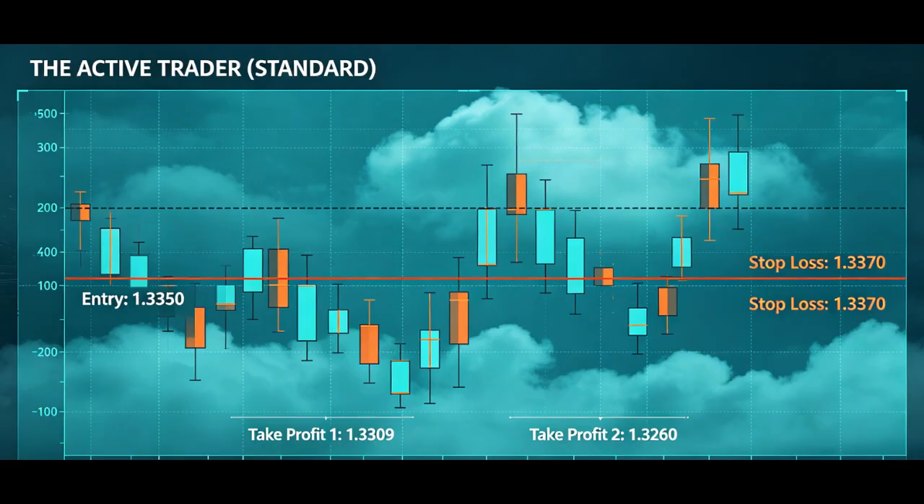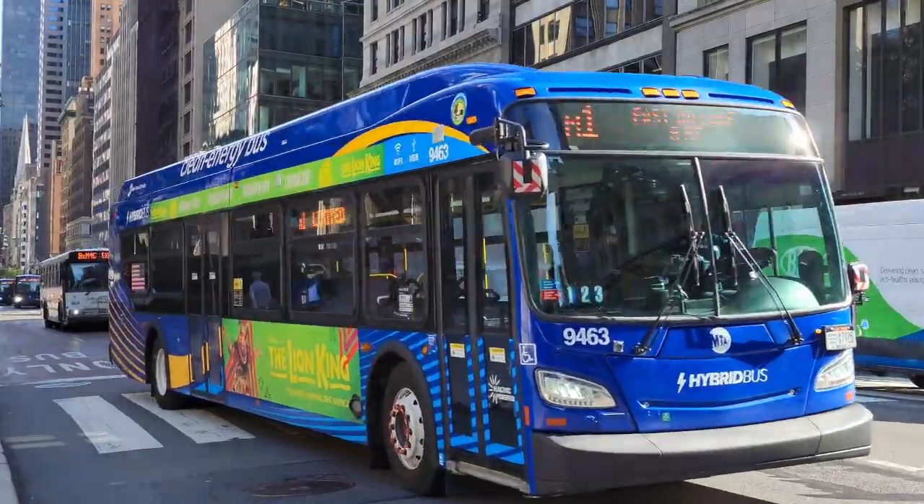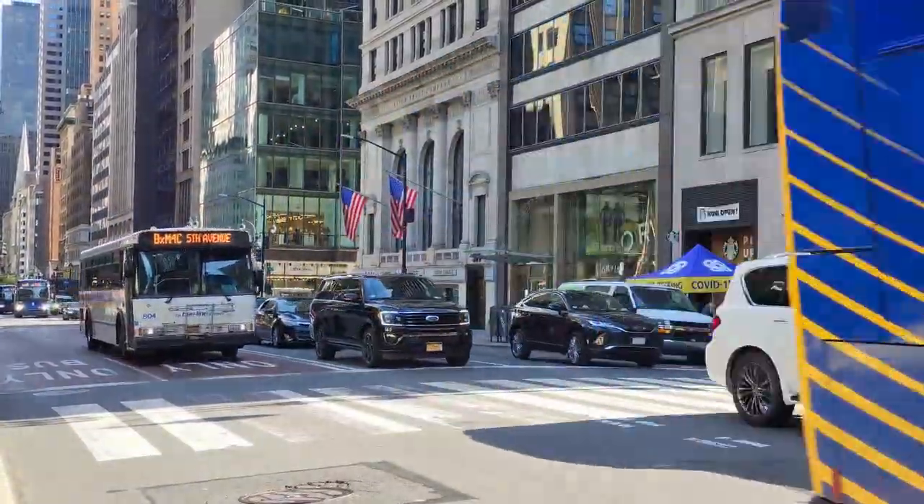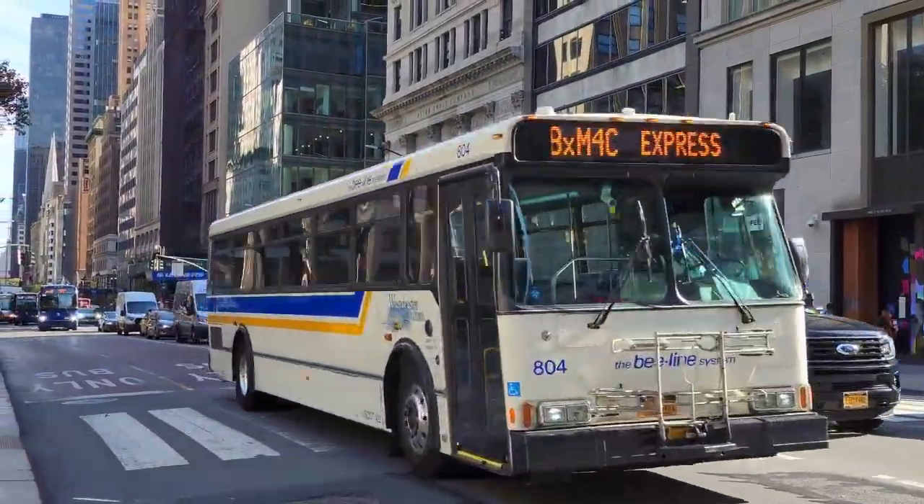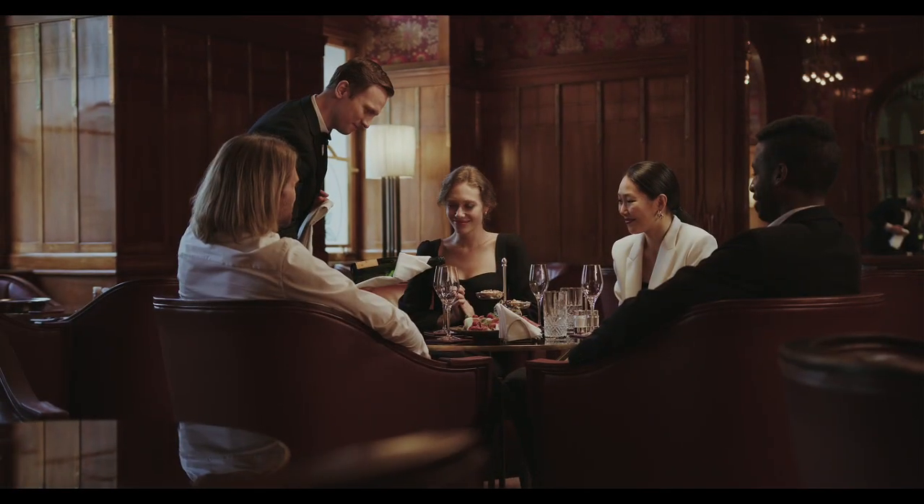Entry: 1.3350, bearish rejection candle. Stop loss: 1.3370. Take profit 1: 1.3309. Take profit 2: 1.3260, runner with trailing stop to 1.3335 after TP1. Risk-reward: 1:2.0R for TP1. Invalidation: void if 4H candle closes above 1.3385.